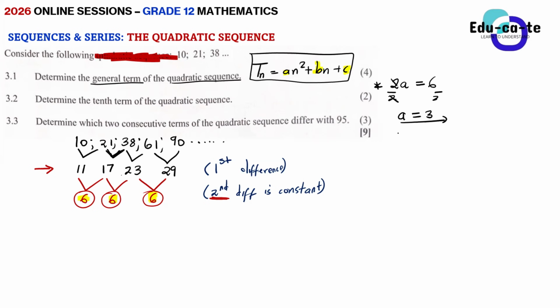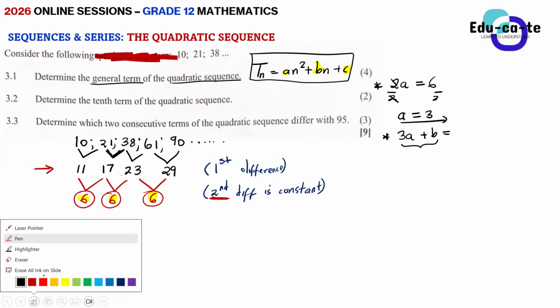And then what is the next step? You are going to find b. How? 3a plus b is equal to 11. Guys, this one is 3a plus b. You must equate it to the first term of the first difference. So 3a plus b, you equate it to the first term of the first difference.